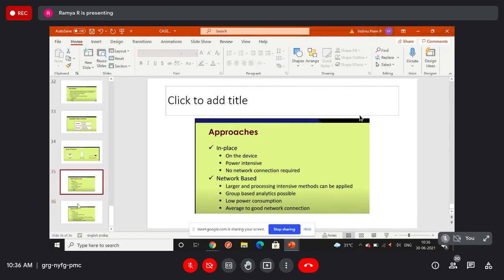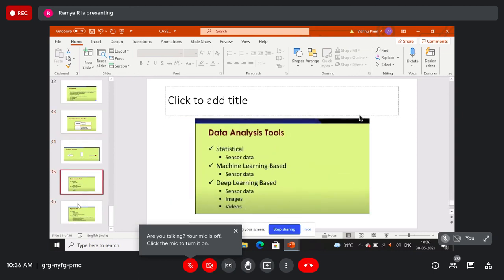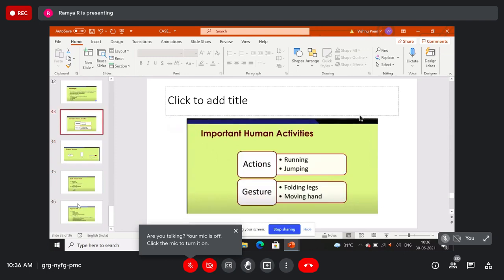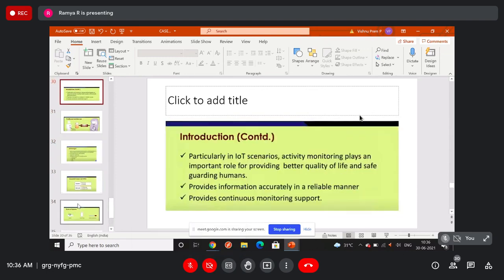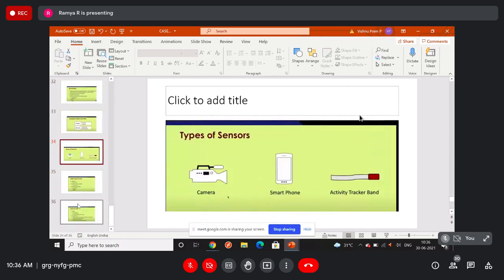Okay, these are the advantages of this kind of daily activity monitoring. So these are the case studies. What are the things we can use? What are the things that are going to happen, like in healthcare and in agriculture? What kind of sensors we can use? I already told you, the types of sensors: here we can use a smartphone, activity tracker band, and the camera.